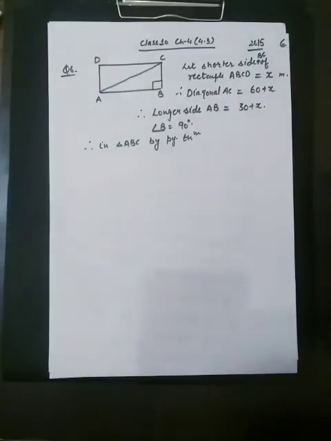Next question, question number 6. The diagonal of a rectangular field is 60 meters more than the shorter side. Meaning we are told about the diagonal of the rectangle, that it is 60 meters more than the shorter side. If the longer side is 30 meters more than the shorter side, that is, the longer side of the rectangle is 30 meters more than the shorter side. Find the sides of the field.